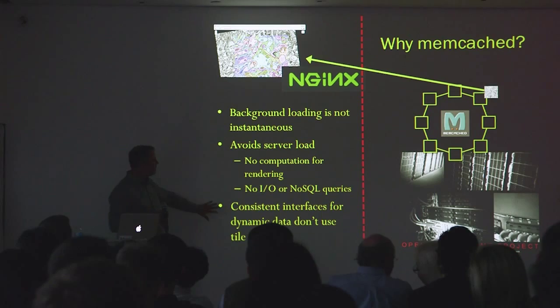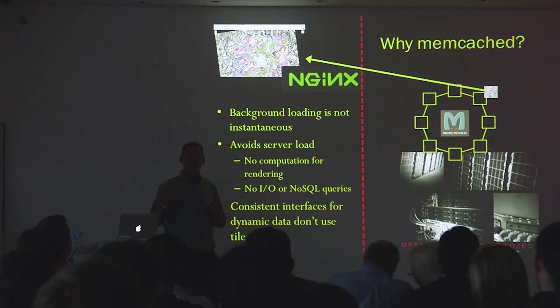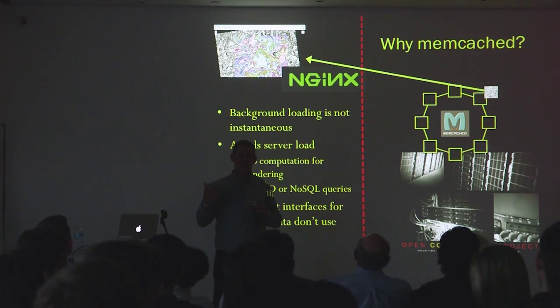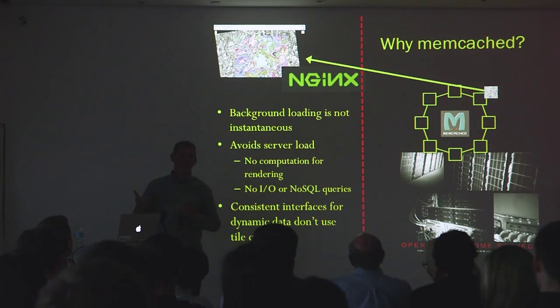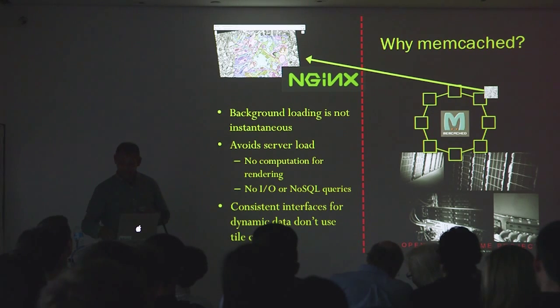The other thing is for data that you want to change, caching the data makes it difficult to change the data and then materialize the changes in the viewer. And so there are interfaces where we don't want to use a local tile cache, and then memcached is very helpful for that as well.